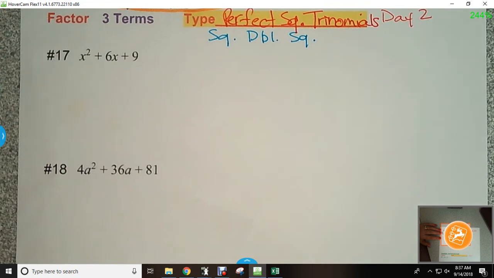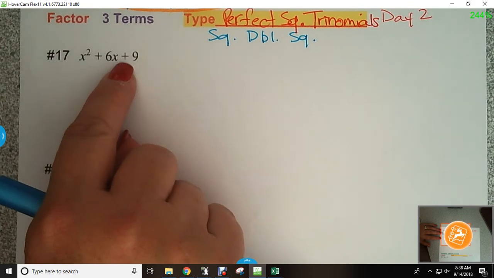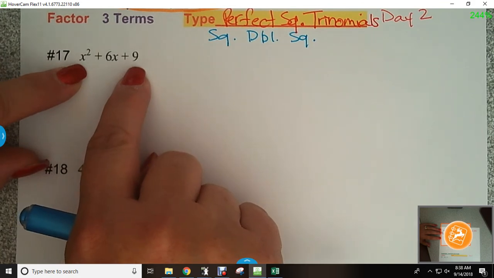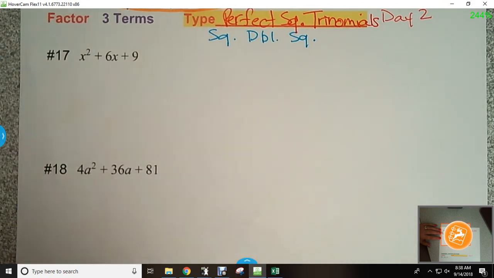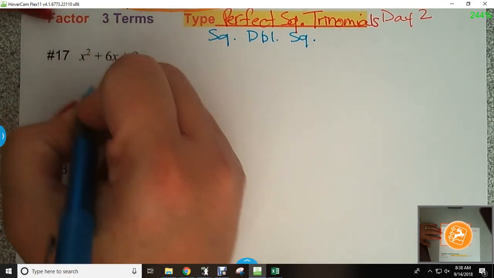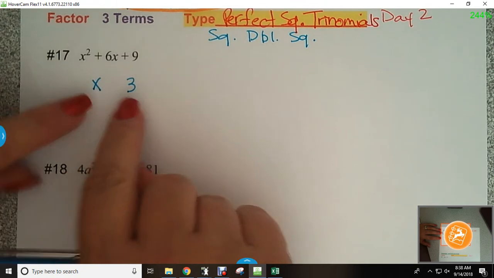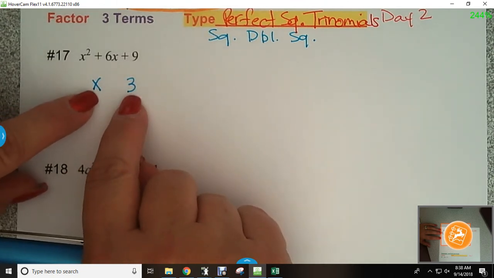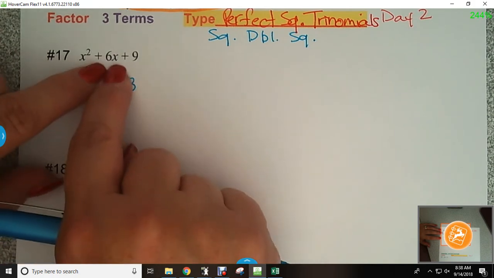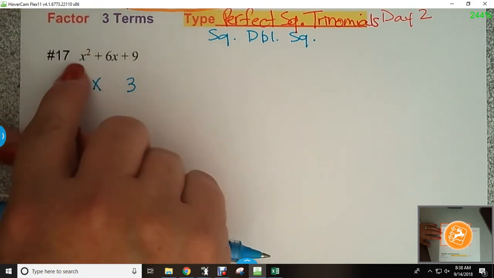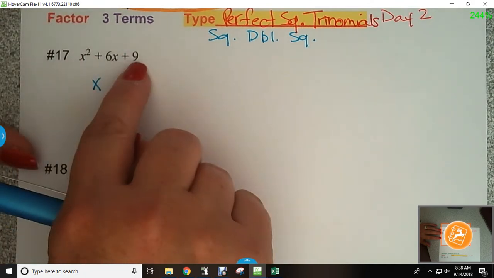So, first thing you need to know about a square double square is this last term must always be positive. These two have to be perfect squares. So I can take the square root of x squared and I can take the square root of 9. If I do the square root of x squared, I get x. The square root of 9 gives me 3. If I multiply these together, I get 3x and double it, I get 6x, which is my middle term. That is why I call this a square, a double, and a square.